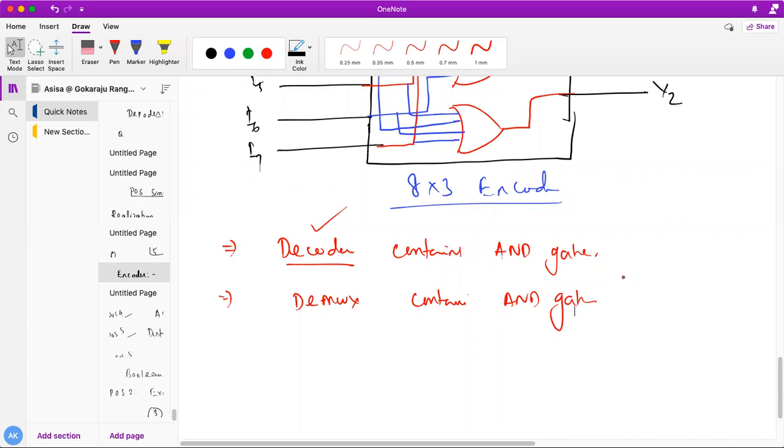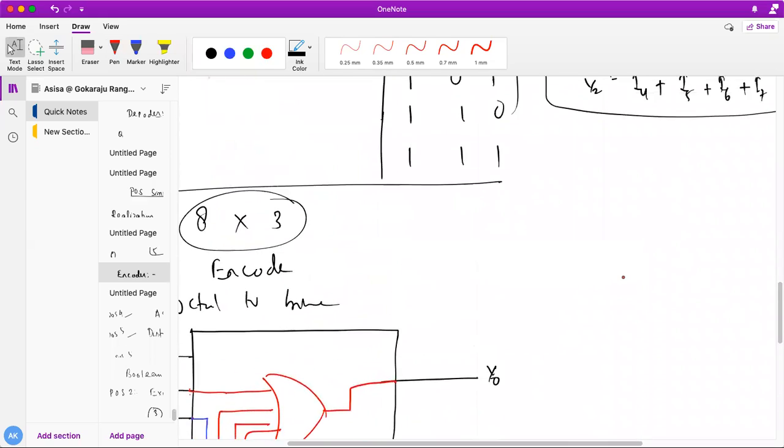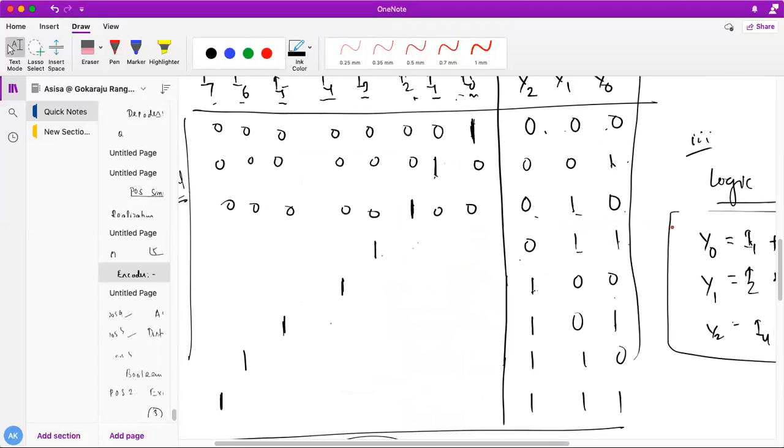Sir, one doubt. Y2 is not like I2... Y2 is I4, I5, I6, I7. Here I have taken I4, I5 from here, I6 I have taken from here, I7 from here. Is it not like I1 bar, I2, I3 bar like that? No, it comes from the truth table only.